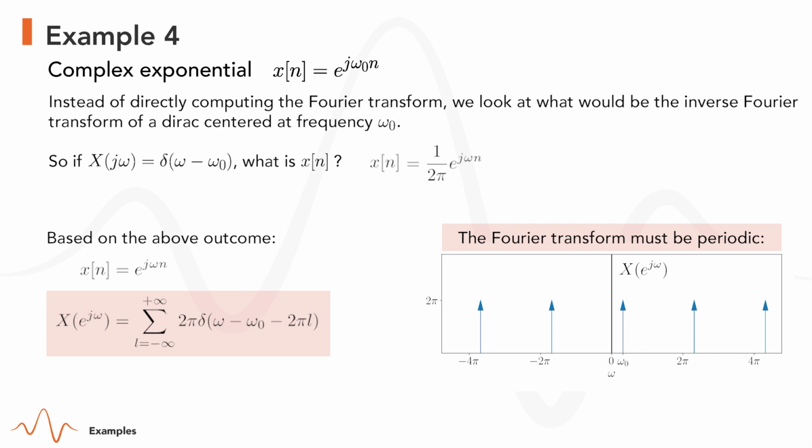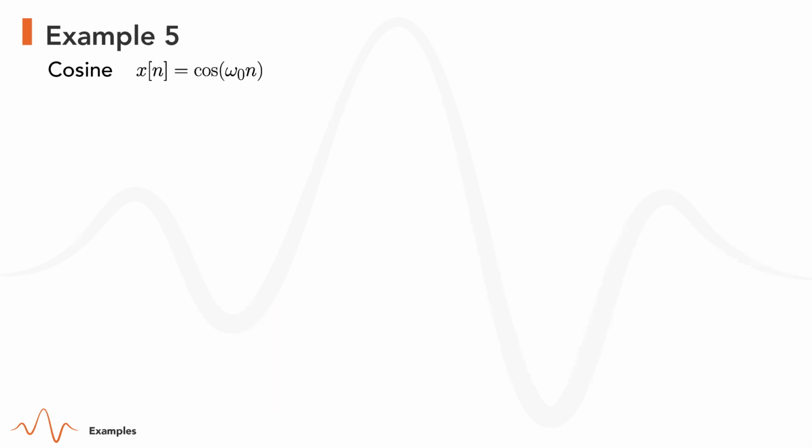The resulting periodic function is in fact the discrete-time Fourier transform of a complex exponential, since it is periodic with period 2 pi, and if we take the inverse transform that is only evaluated in the interval from 0 to 2 pi, we obtain the desired signal.